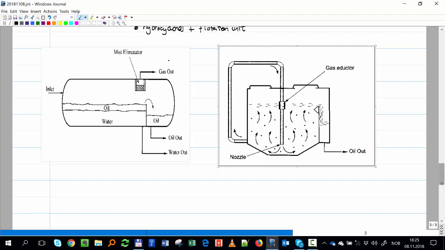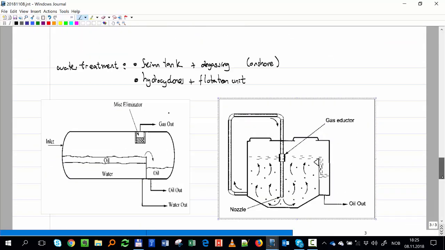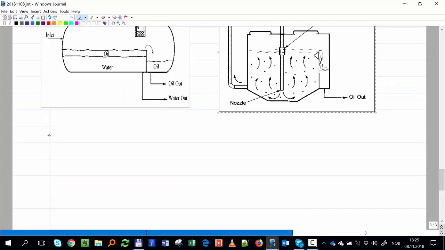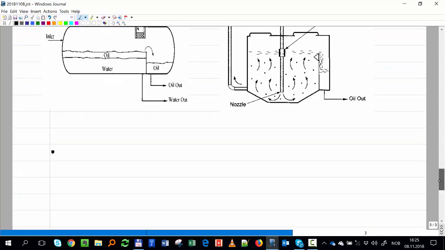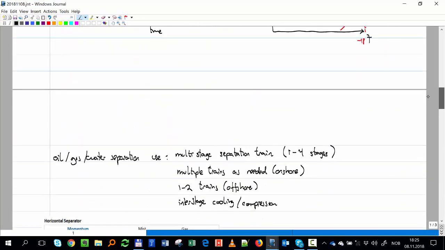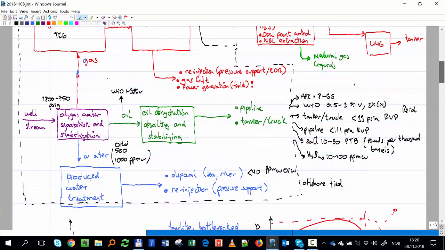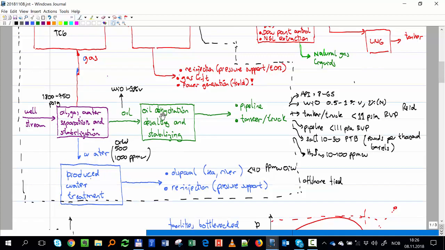Okay, so very boring, not much to see here. Then we go, what else are we missing? We have the separator, and now comes... so we have seen this equipment, we have seen this equipment now here.